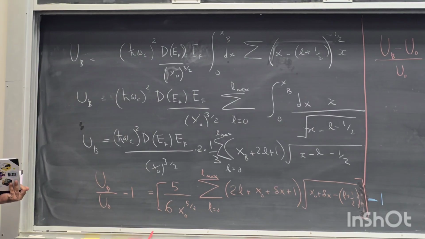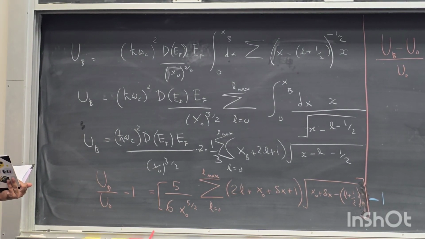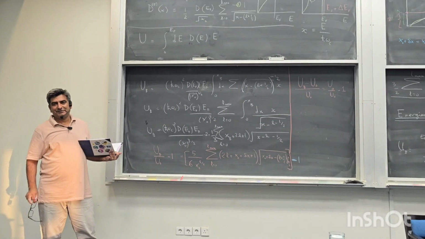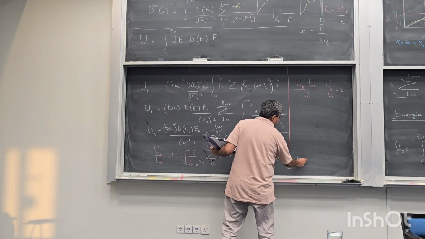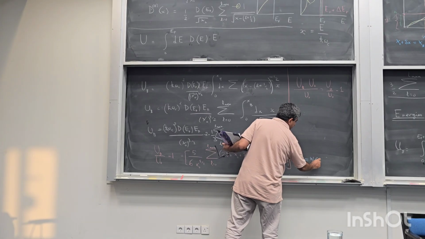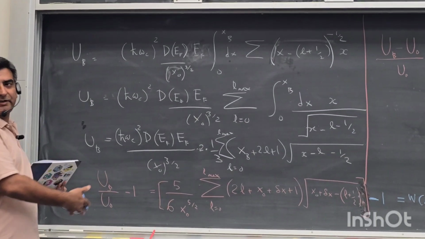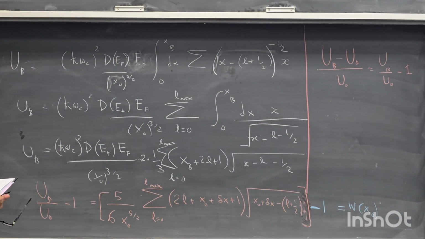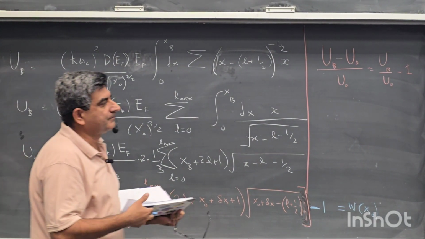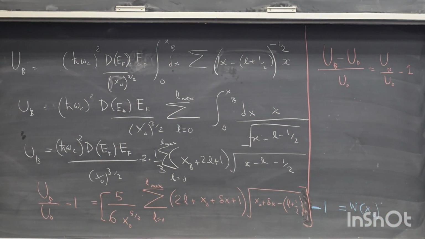I can plot this as a function of x naught. Okay, let's call this function w of x naught. This will be some function of x naught, and let's see what this looks like. Any confusions? All right, so let's move back to our computation.